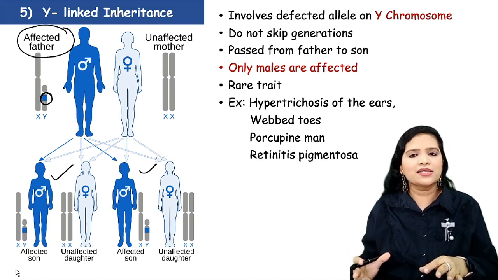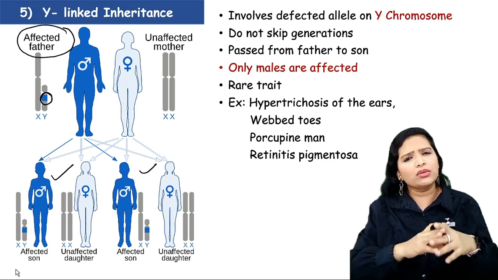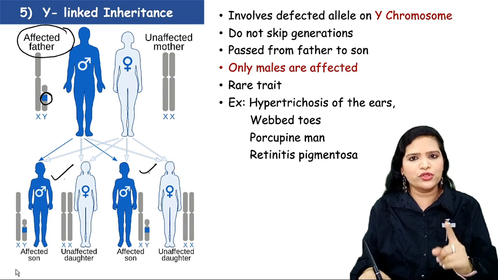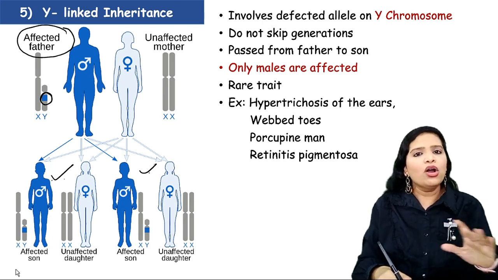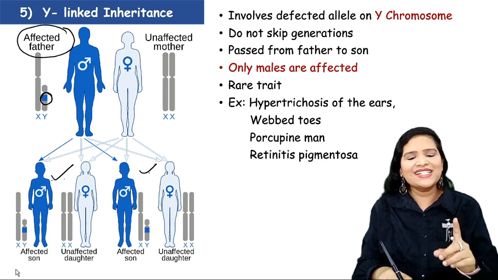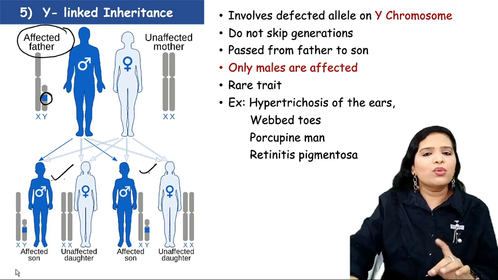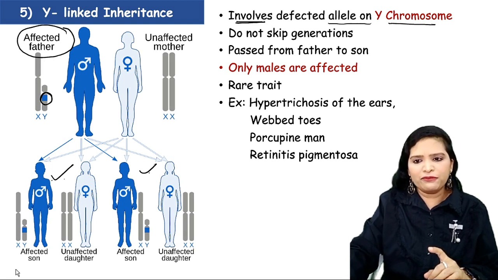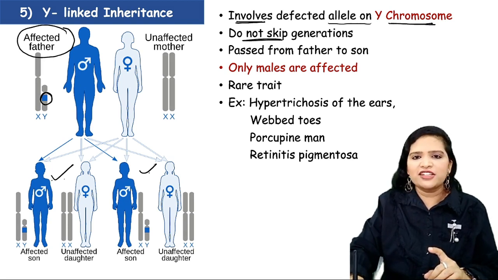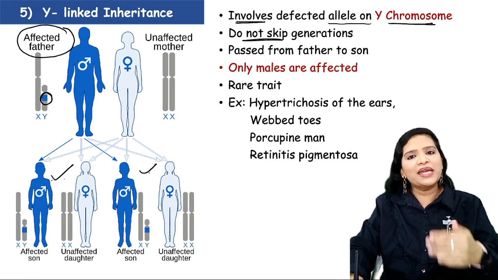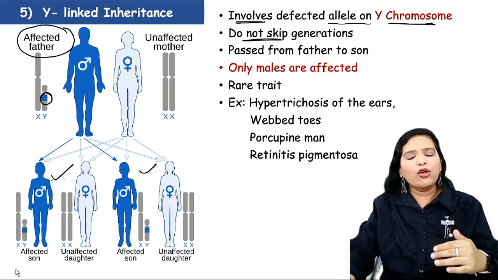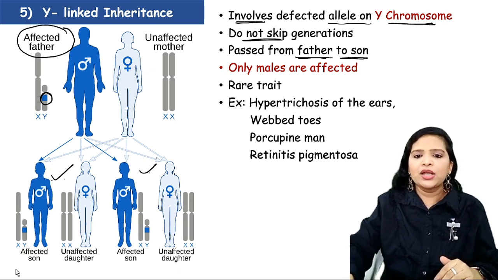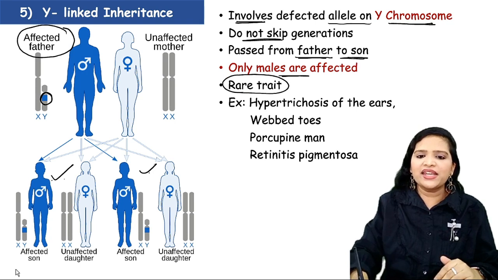How many sons he is producing? 2, 4, 8, 12. All those sons will be having the defective gene because only one copy of the Y chromosome is present, right? So all the boys will be affected. So this is called Y-linked inheritance. So what are the characters? Y-linked inheritance involves a defective allele on the Y chromosome. They do not skip generation. In each generation, the males are affected because they receive a copy of the defective Y chromosome from the father. Okay, so it passes from father to the son. Only males are affected, but this is a very rare trait.